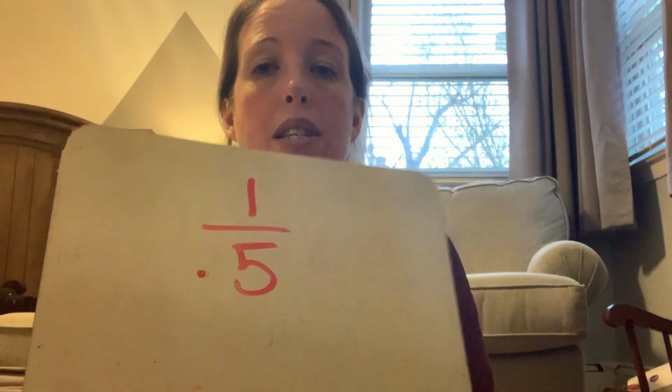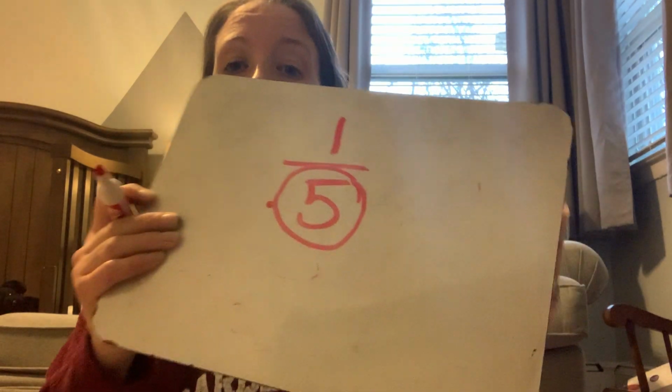Hopefully you were thinking this, 1/5. And this 5 tells me how many groups I need to make. So I'm going to take those 15 donuts and I'm going to turn them into groups of 5. And now you can watch as I do that.